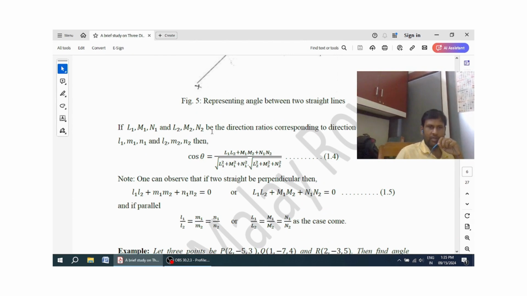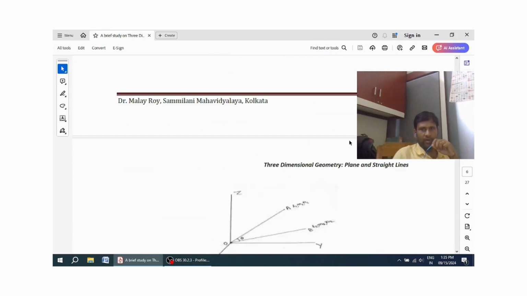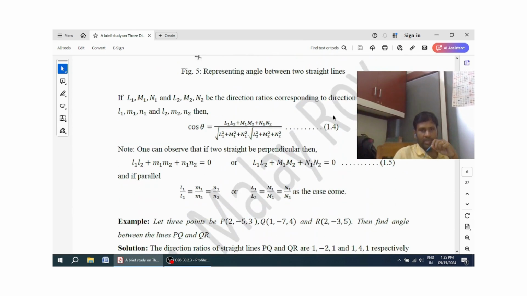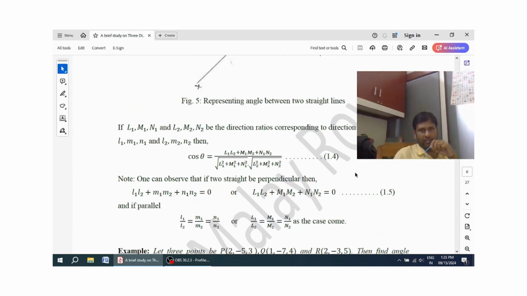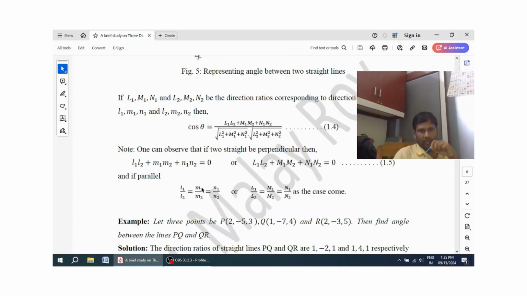If direction ratios are given, then the angle between two straight lines will be as follows, equation 1.4. Now from this formula, that is 1.4, and also from 1.2, we can see that if two straight lines are perpendicular, then this condition 1.5 holds, and if parallel, then from the equation of sin theta we can find that L1 by L2 equals M1 by M2 equals N1 by N2, or the ratios of direction cosines are the same.